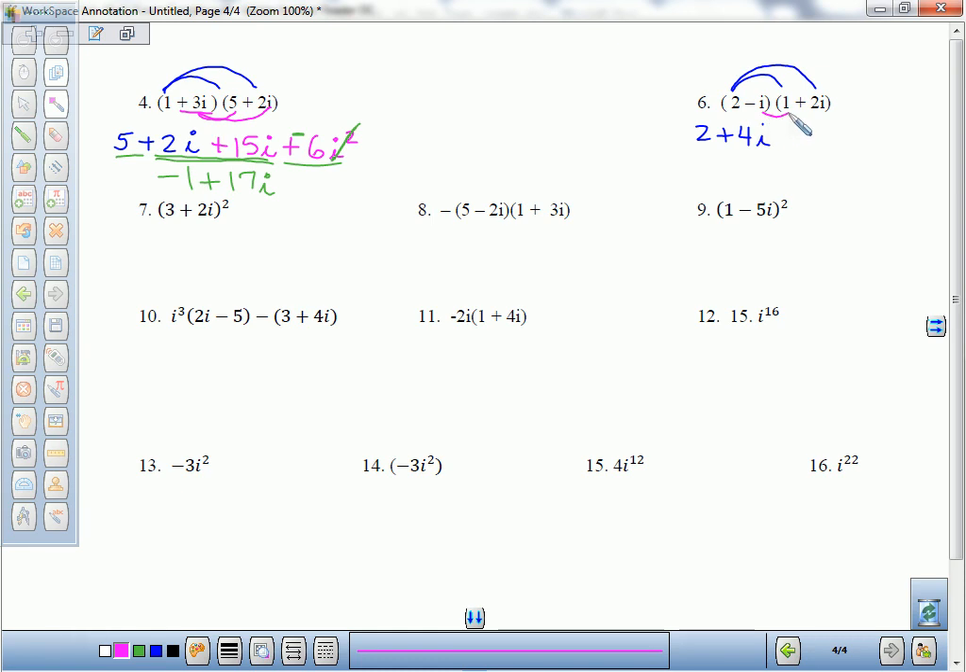Now we distribute the imaginary. Negative i. Good. Plus 2. Minus 2i squared, which changes that to a plus 2. Good. Because the i squared is like multiplying by negative 1, it changes that to a plus. Okay, so we'll put real parts together. 2 plus 2 is 4. And imaginary parts together. 4 minus 1 is 3i.